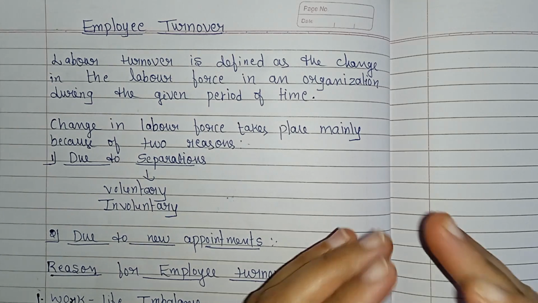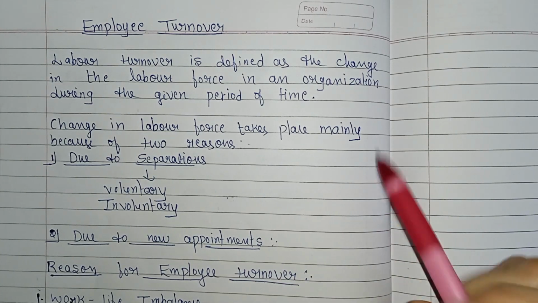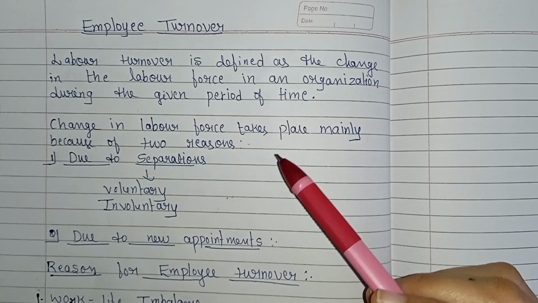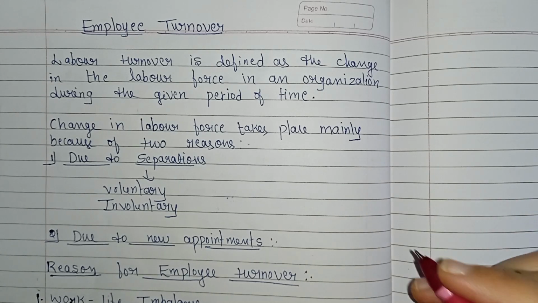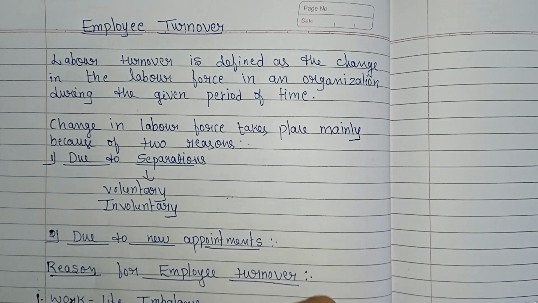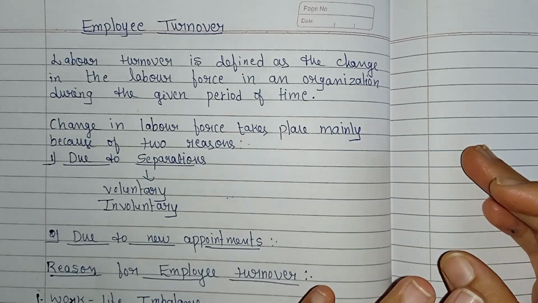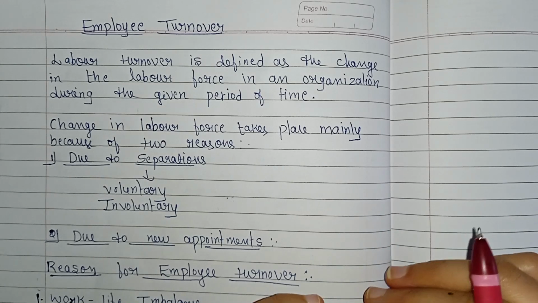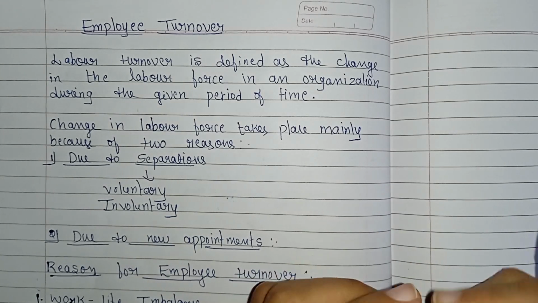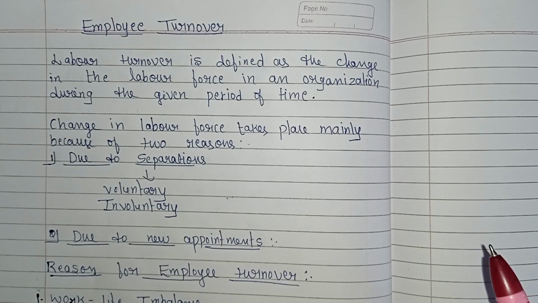Employee turnover or labor turnover is defined as the change in the labor force in an organization during a given period of time. It means the number or percentage of employees who leave an organization during a certain period and are replaced by new employees. Clear? So in simple terms, it shows how often employees are leaving and being replaced in a company.